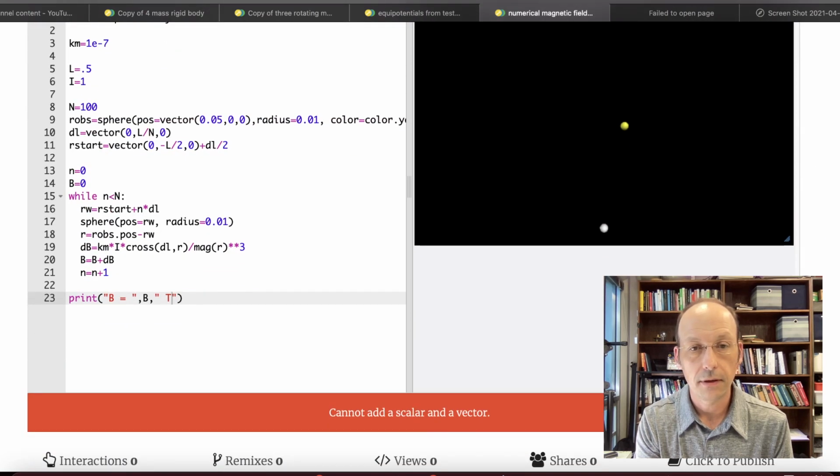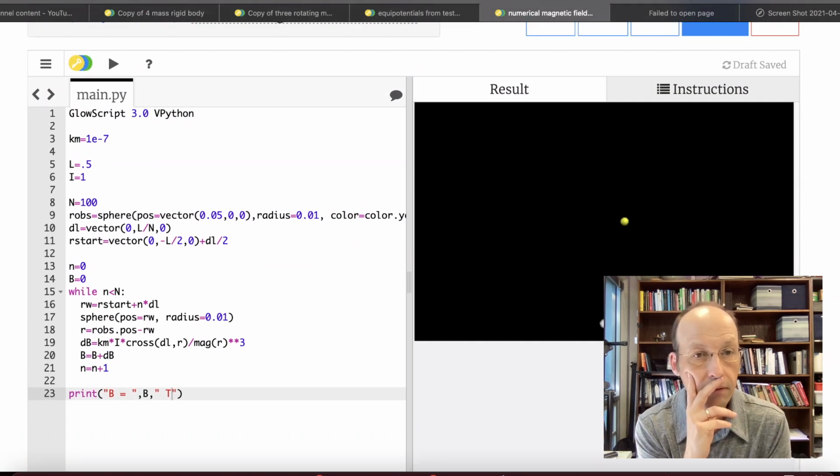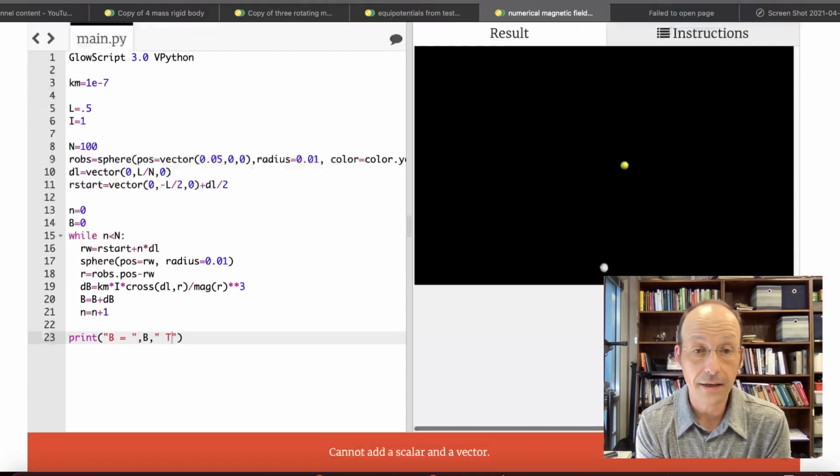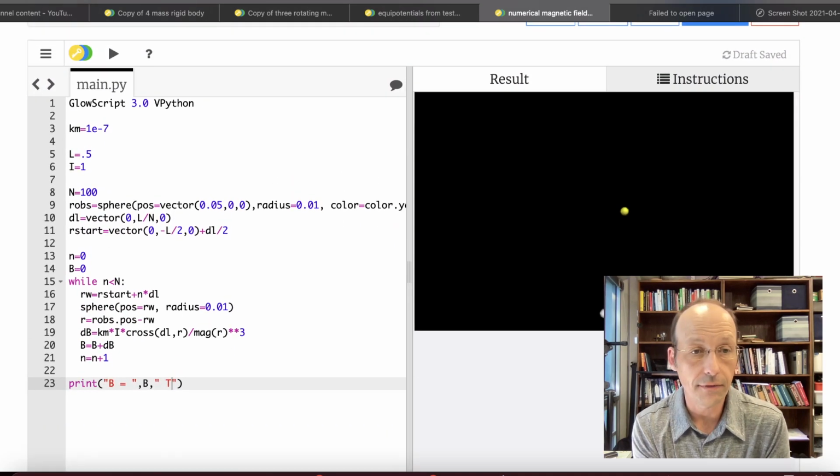Something happened. Cannot add a scalar and a vector. Where am I adding a scalar and a vector? R times NDL I cross. It says you can't add. Cannot add a scalar and a vector. Oh, B, aha.